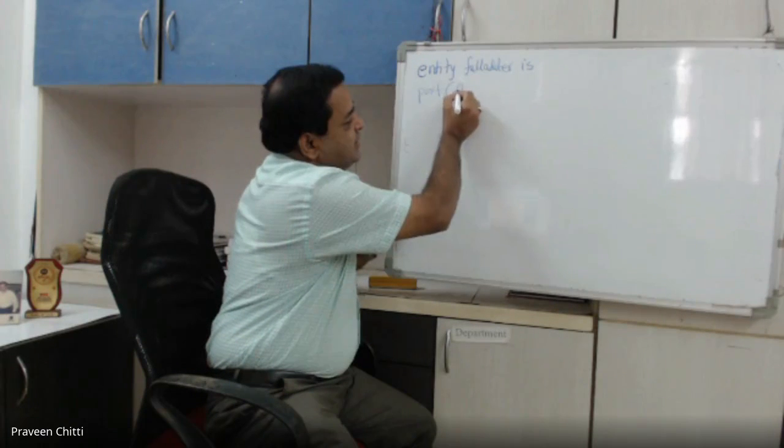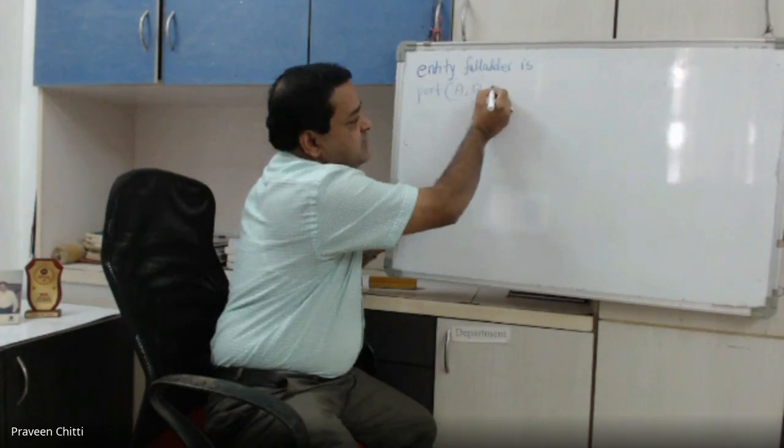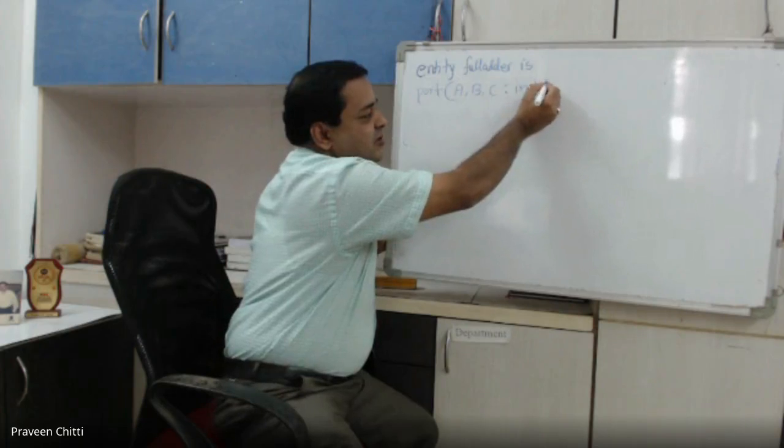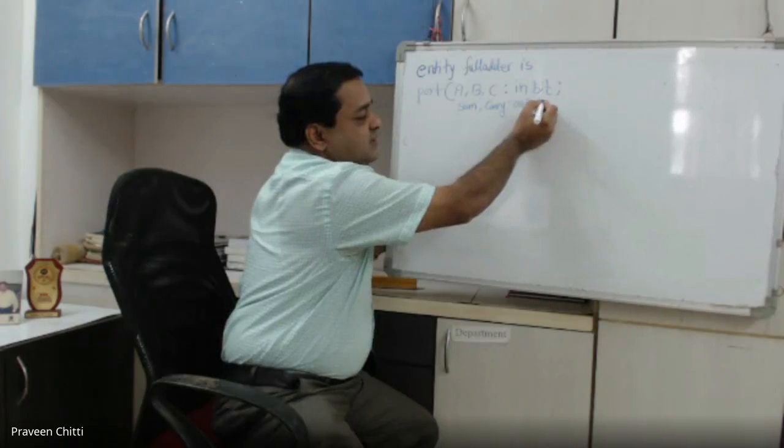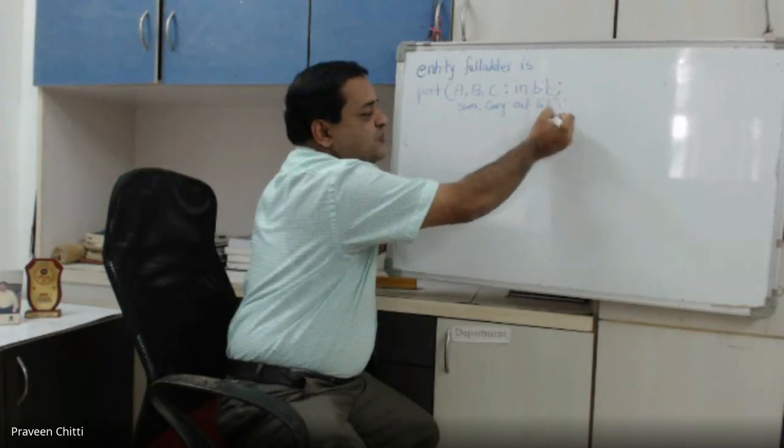I write A, comma, B, comma, C, colon, in bit, then semicolon. And sum, carry, colon, out bit, output. Fine. I will not take whatever I have shown there.